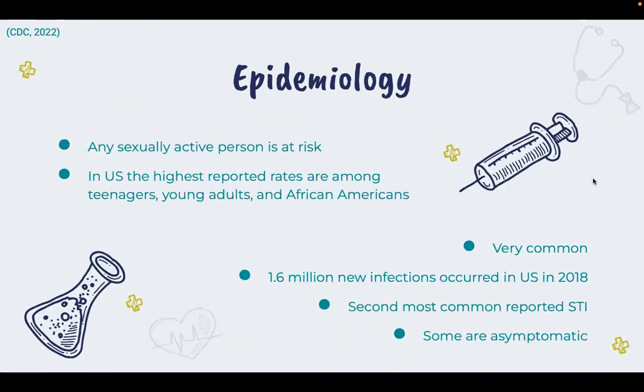People at risk for gonorrhea are anyone who is sexually active. The U.S. reported the highest rates are among teenagers, young adults, and African Americans. The CDC estimates that approximately 1.6 million new infections occurred in the United States in 2018, and more than half occur among young people aged 15 to 24. Gonorrhea is the second most commonly reported bacterial sexually transmitted infection in the United States.